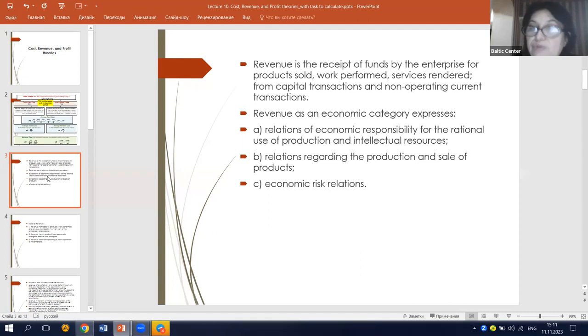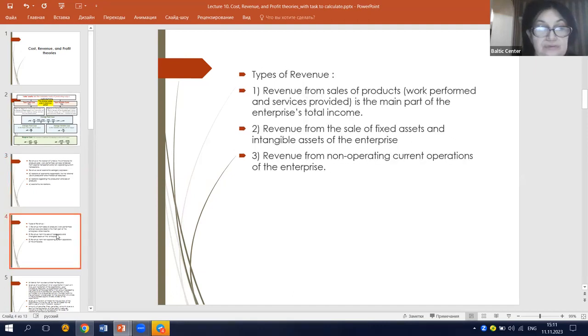Revenue is an economic category. First of all, it expresses the relations of economic responsibility or rational use of production and intellectual resources. It's relations regarding the production and sale of goods, products and services, and also economic risk relations. These kinds of categories, as I mentioned to you, always keep in mind.